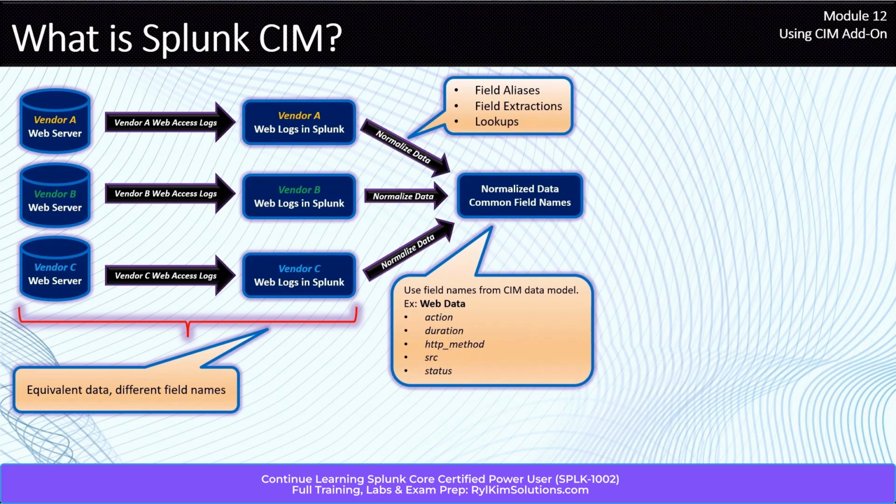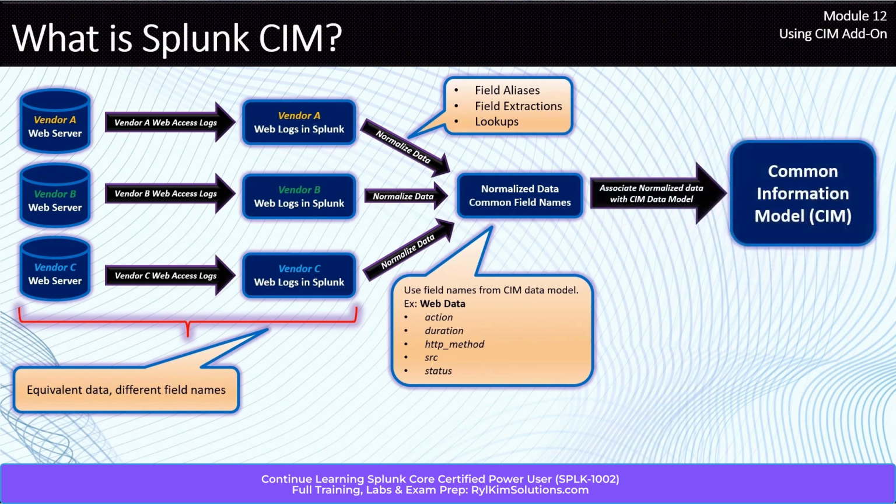You are actually trying to normalize the data from the different vendors to a data model that is found within the common information model. So you are normalizing it to a common standard. And once you normalize that data, it means that you have made sure that the field names in the different sources now are the same and match what is part of the data model that you found in the CIM. Then you now need to associate the normalized data with your CIM data model.